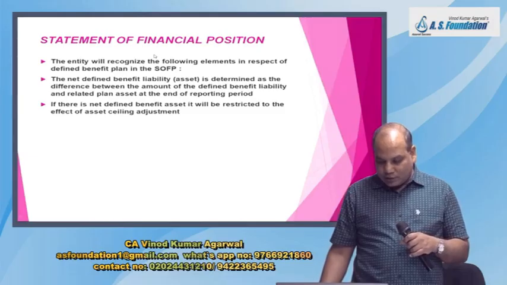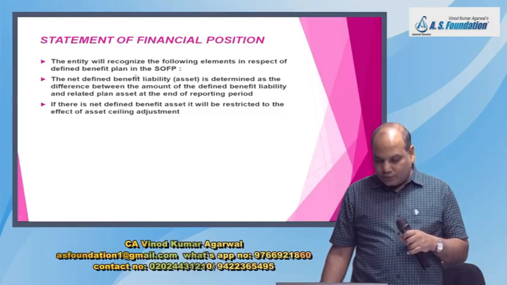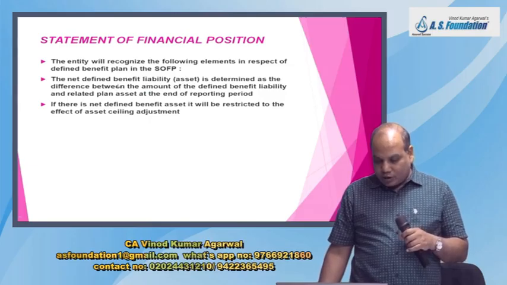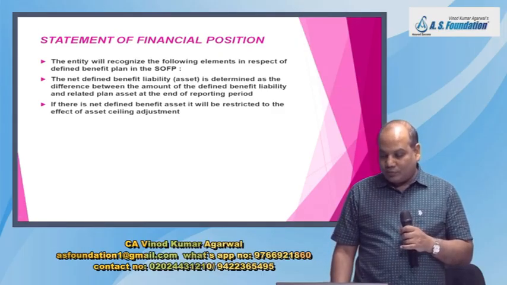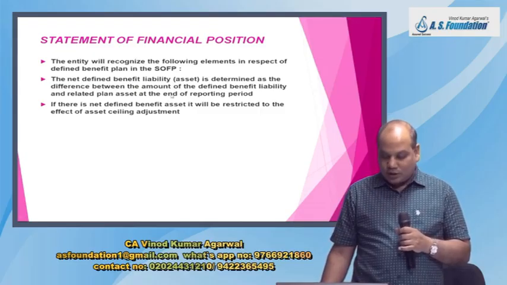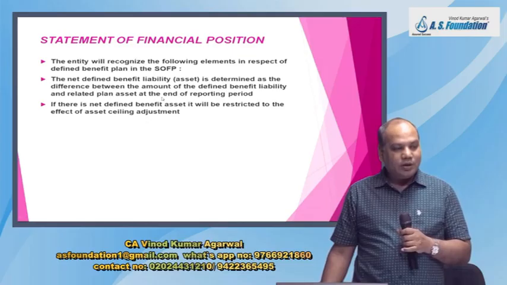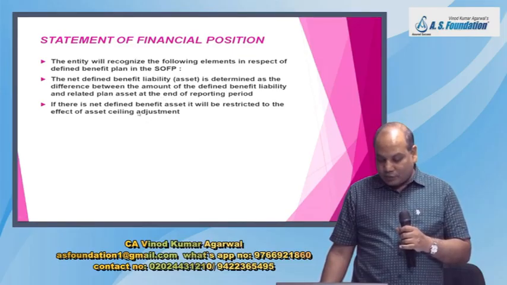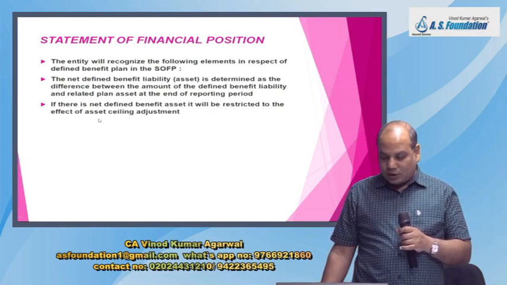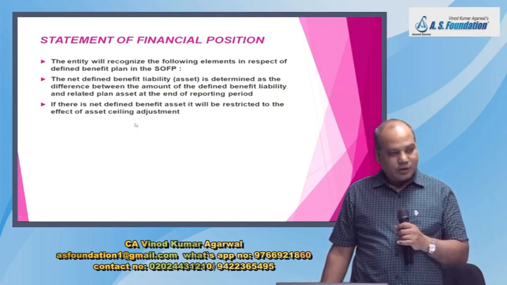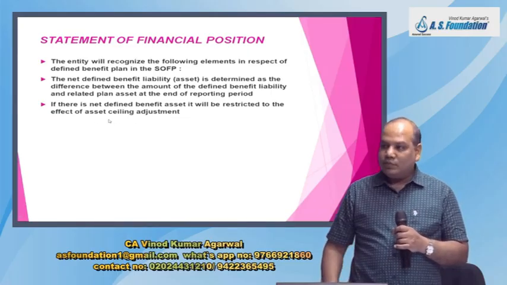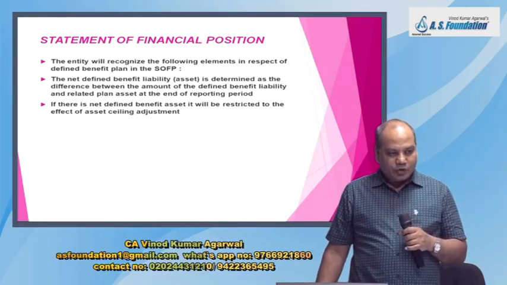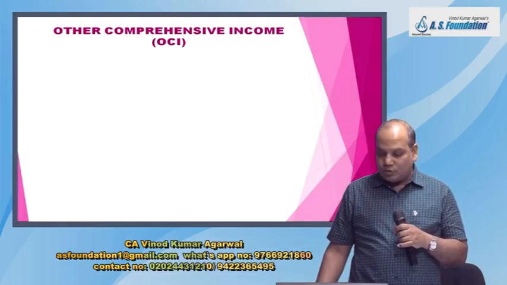SOFP we have discussed. Let us revise. In SOFP we will show the following item: net. Either the net defined benefit liability or net fair value of plan asset, depending upon which is more. If liability is more than asset, net liability. If asset is more than liability, plan asset, net of liability. But in case of plan asset, we'll apply the concept of asset ceiling adjustment. This also you keep in mind because any adjustment relating to asset ceiling will be shown in OCI. Actuarial gain and loss will be shown in OCI.